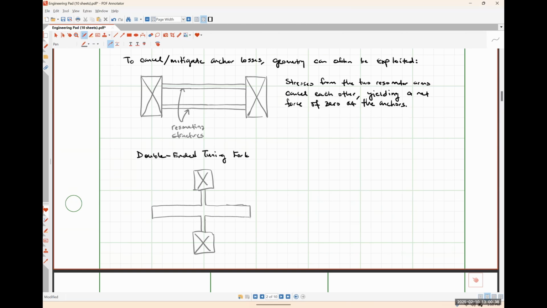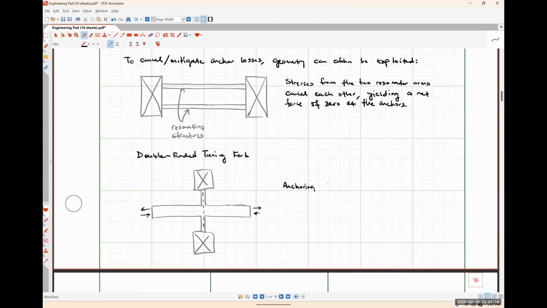And if I were, say, piezoelectrically exciting this guy such that it was experiencing extension and contraction like so, well, if we anchor it at exactly half of the total length of the structure, we're going to get essentially no net stress exerted on our anchor itself. So let me put that down here.